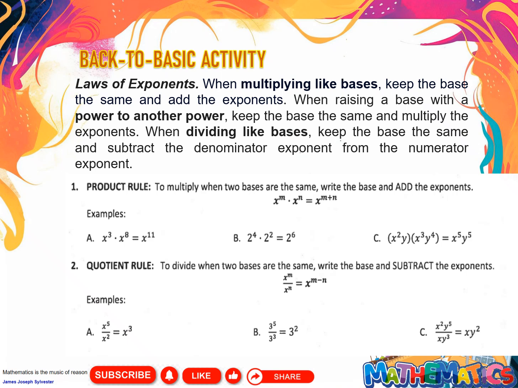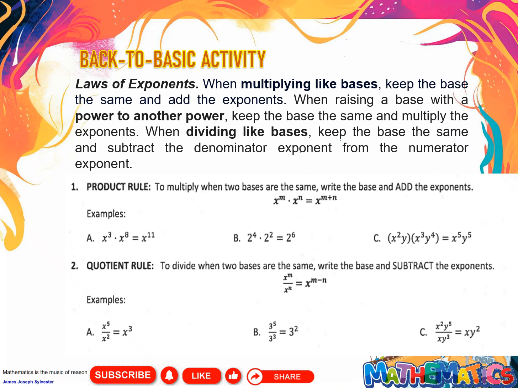Let us recall what we learned from the laws of exponents. When multiplying like bases, keep the base the same and add the exponents. When raising a base with a power to another power, keep the base the same and multiply the exponents. When dividing like bases, keep the base the same and subtract the denominator exponent from the numerator exponent.